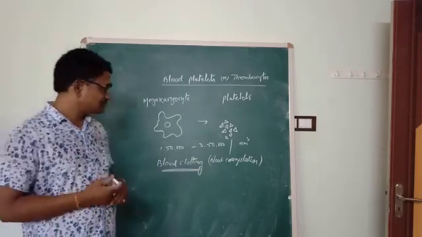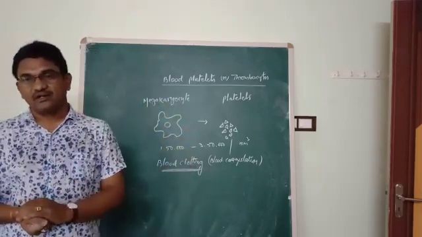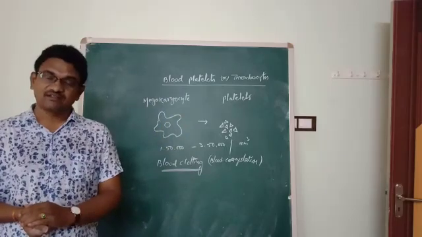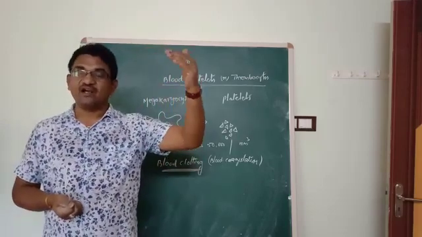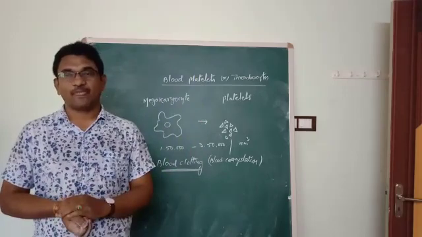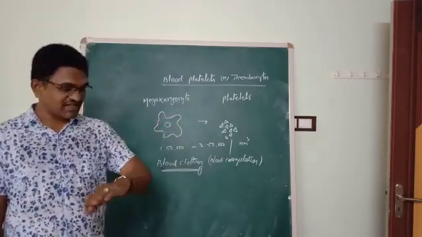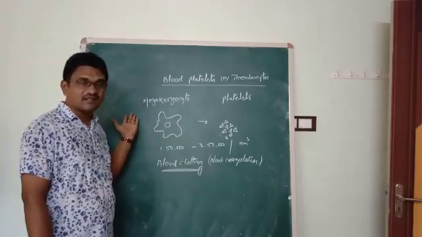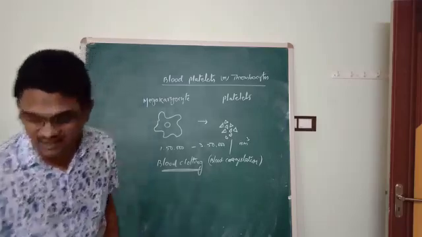Whenever the number of platelets increases, that condition is called thrombophilia. If the number decreases, thrombocytopenia. Rise in count, thrombophilia. Fall in count refers to thrombocytopenia. That is about various types of blood cells. So with this what we have completed: in the former class we completed red blood cells, now in this class white blood cells and blood platelets.